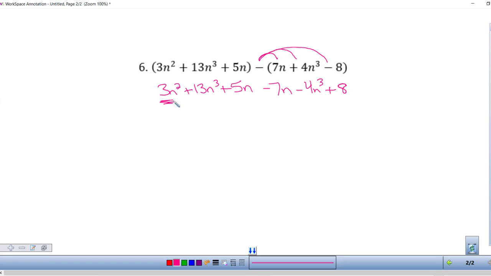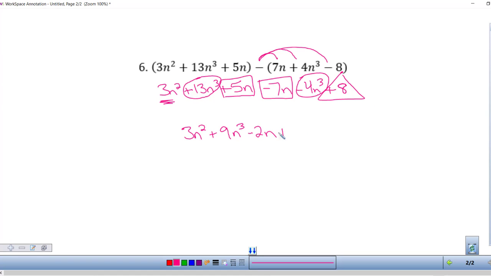So I have 3n squared, and I don't have any other n squared terms. So I just keep that one alone. I have 13n cubed and negative 4n cubed. So that will give me 9n cubed. Then I have 5n and negative 7n to get negative 2n. And last I have this plus 8 with no terms to combine it with.